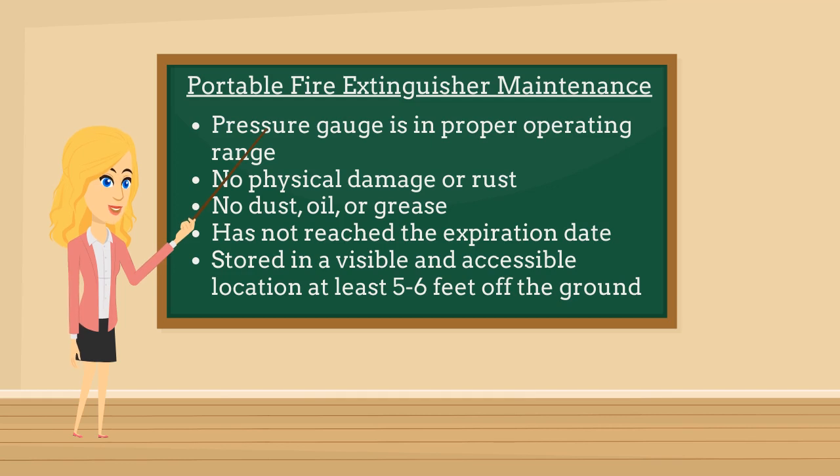Fire extinguishers should be stored in a location that is easily accessible and visible. The storage location must not be in a spot which may subject employees to possible harm. Wall-mounted extinguishers should be placed at a height of 5 to 6 feet from the ground.